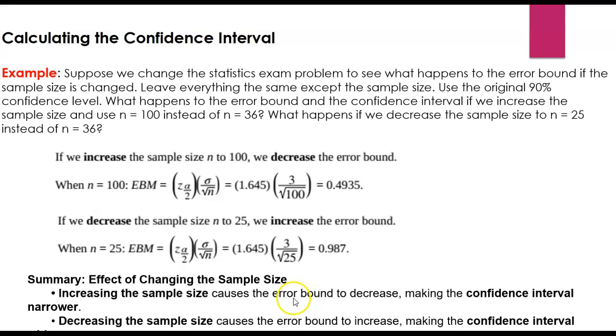Our summary here is the effect of changing the sample size. Increasing the sample size causes the error bound to decrease, making the confidence interval narrower. And this should make sense because we know if we take larger and larger samples, we get closer to what the population mean would be, and we get an increasingly narrow normal distribution for our distribution composed of sample means. Decreasing the sample size causes the error bound to increase, making the confidence interval wider.